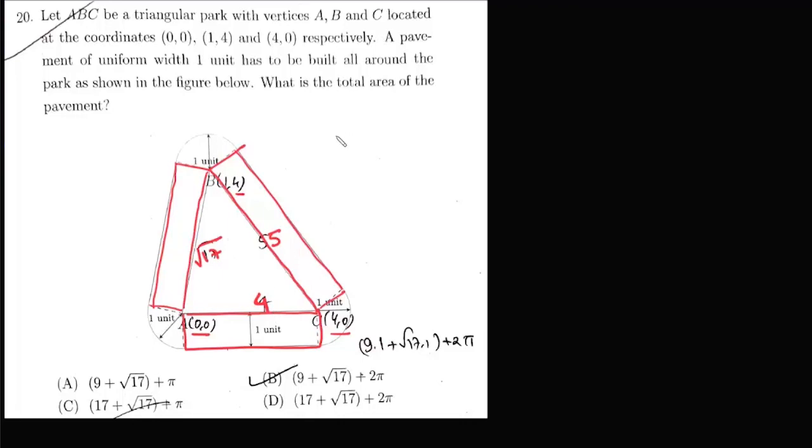Now this is 1, 4, 4, 0. So that will be under root of 3 square plus 4 square. So it will be 5, and here will be under root of 1 square plus 4 square, and that will be under root 17. Now these three portions, they're easy to calculate. For each of them, width is 1 unit and lengths are 4, 5 and root 17. So this area will be 4 plus 5 plus under root 17.